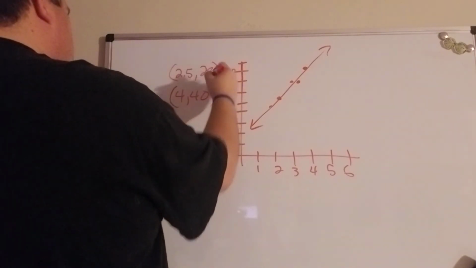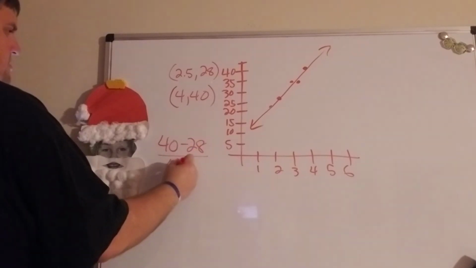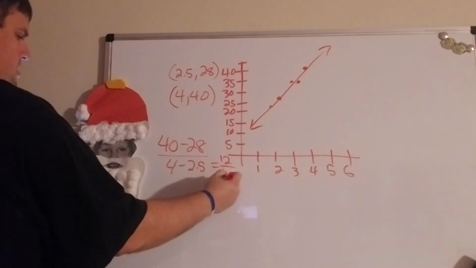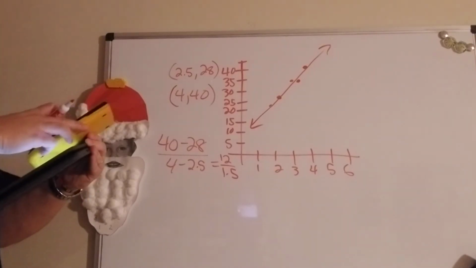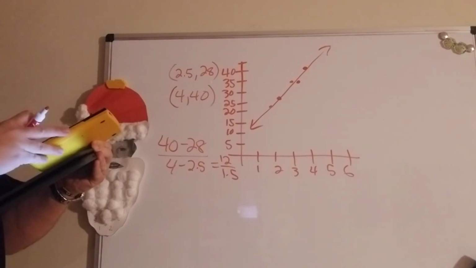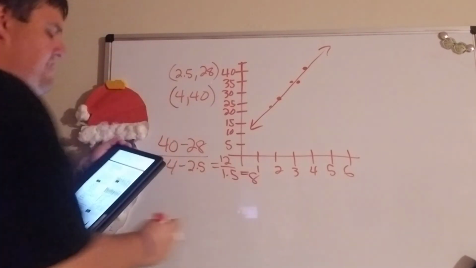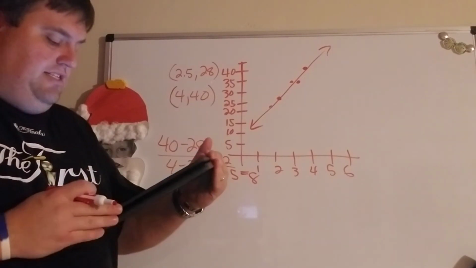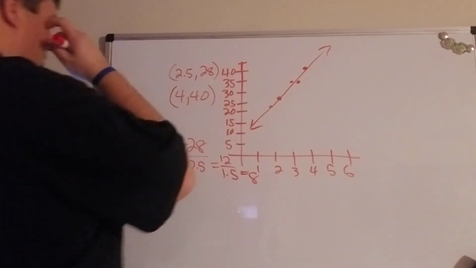Cool. So y2 minus y1 over x2 minus x1 is going to give me 12 over 1.5. And 12 divided by 1.5 is going to give me 8 exactly. So there's not much suspense there. So my slope is going to be 8. But then it says, is the y-intercept going to be 8 or is it going to be 15, basically? So let's just keep going.